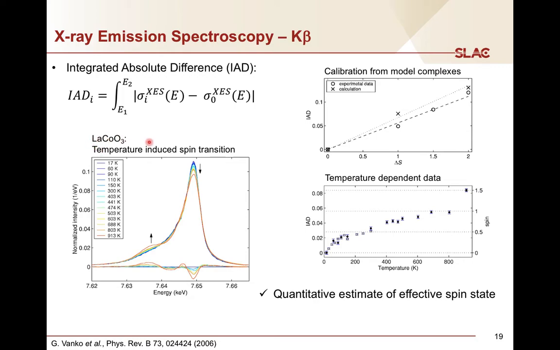It's been done here for lanthanum cobalt oxide, which is D6 low spin at low temperatures, and you mix high spin components in it with increasing temperature. That has been done here by George Wanko and his friends, who varied the temperature to measure the K-beta, as shown here for a number of temperatures, and then plotted the IAD value that they then coupled to the spin. And they see it goes up to a spin equals 1, which is the effective spin of that system.